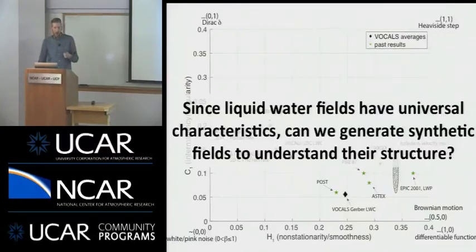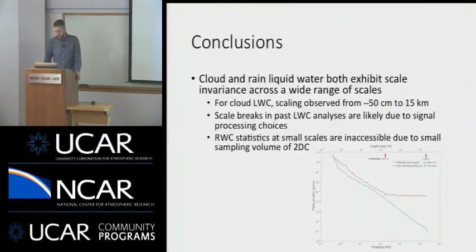So maybe then we could generate synthetic fields to understand and reproduce the structure of precipitation without having to rely on a dynamical model. I think this is a really powerful point that skirts around having to get the actual microphysics down really well. This is the direction I'd like to go next, but there's a lot of complicated math to actually simulate fields within this framework. All right, so from here I'll start to wrap it up. Cloud and rainwater are both scale invariant across a wide range of scales.